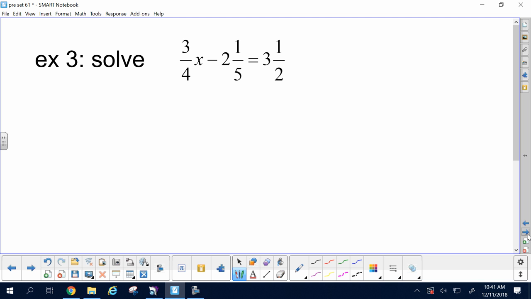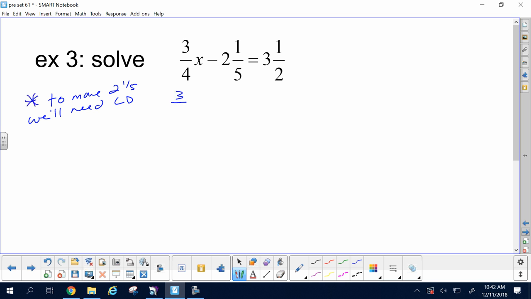Okay. What am I going to move first? The 3/4 or the 2 1/5? Okay. Would you write yourself a note to move the 2 1/5? We'll need a common denominator, yeah? So rather than do that later, let's rewrite the problem now with that common denominator.